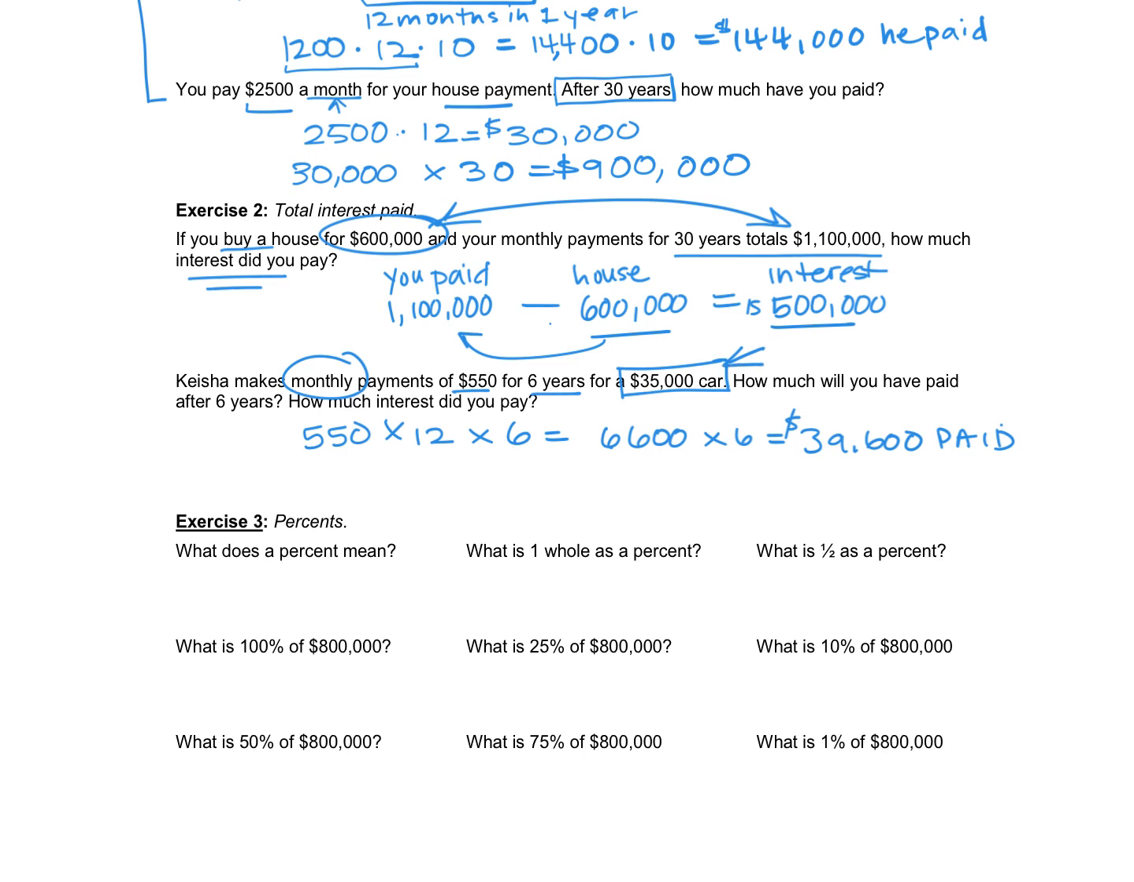Now again, the car only cost $35,000. Why did I pay $39,600? That's because of interest. So I'm going to take that amount I paid minus the actual cost. Go back and change that to actual house cost. This is the actual car cost. This is how much you paid. So if we subtract that, that's going to again tell me how much interest I paid, which would be $4,600.